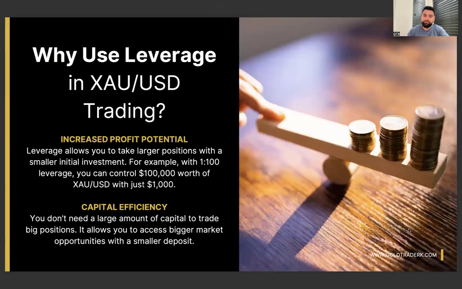Why use leverage in gold trading? Increased profit potential. Leverage allows you to take larger positions with a smaller initial investment. For example, with a 1 ratio 100 leverage, you can control $100,000 worth of money with just $1,000. Capital efficiency. You don't need a larger amount of capital to trade a big position. It allows you to access bigger market opportunities with a smaller deposit.